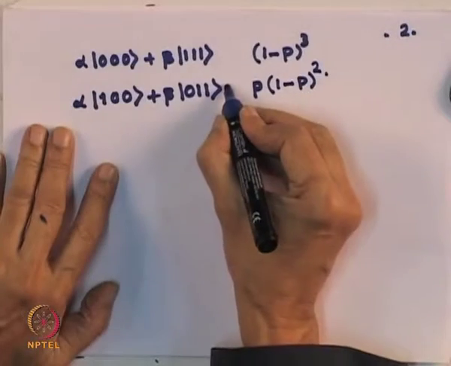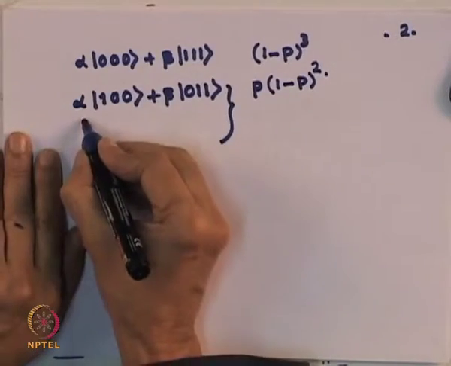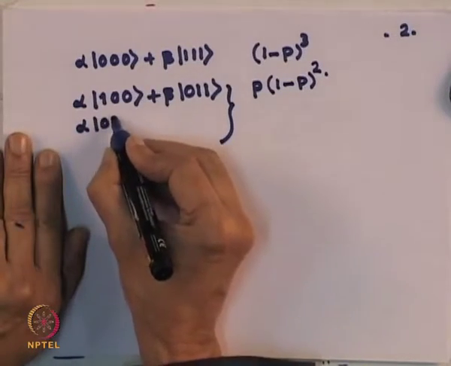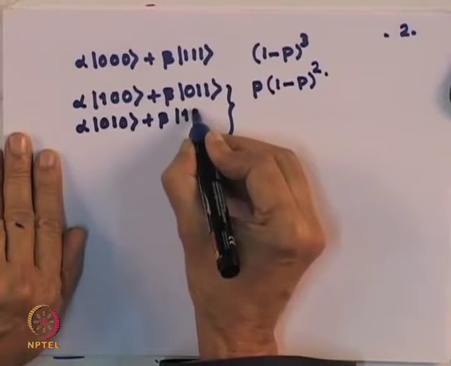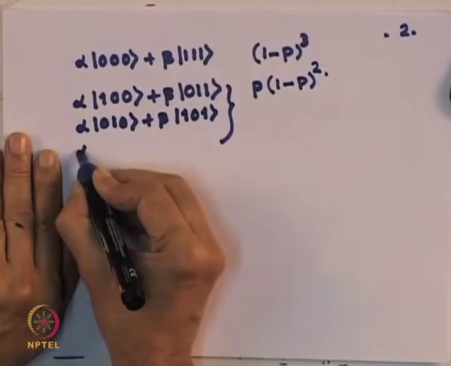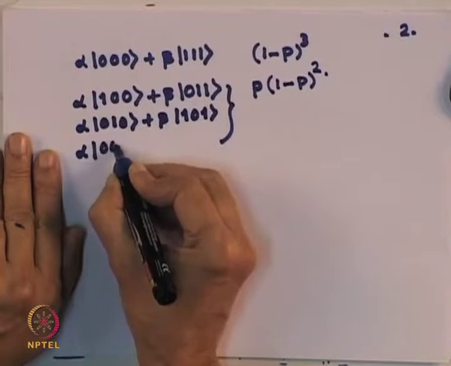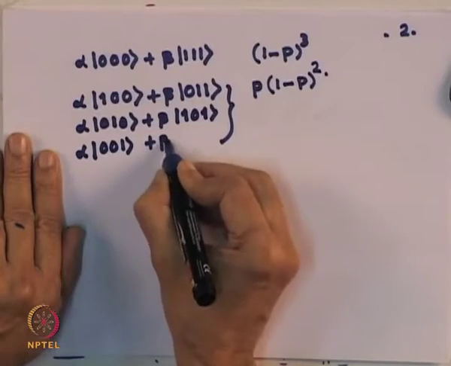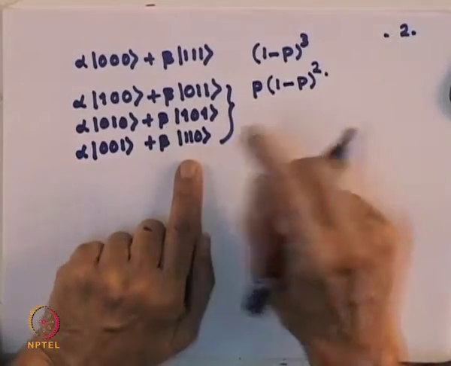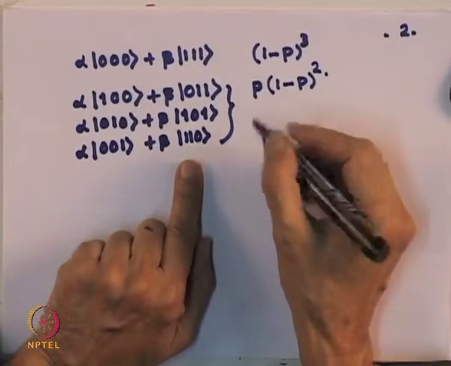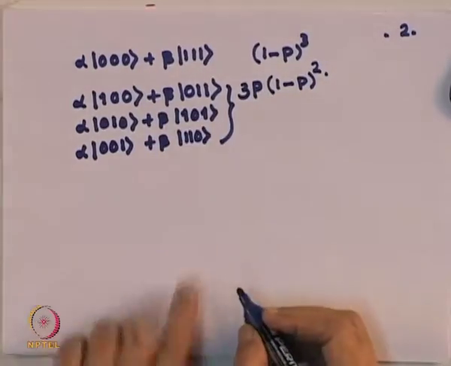And not only this would be true, for example, of a second qubit flip, alpha 0 1 0 plus beta 1 0 1, or a third qubit flip, which is alpha 0 0 1 plus beta 1 1 0, and in each case the probability is this. So, the total probability of a single bit being flipped is 3 times that.